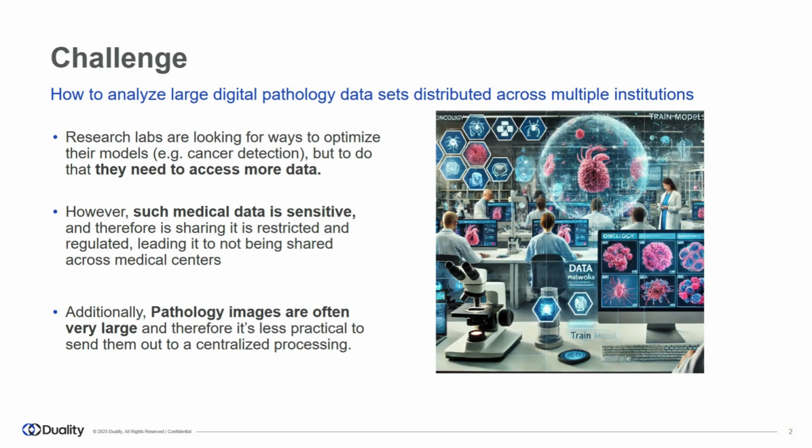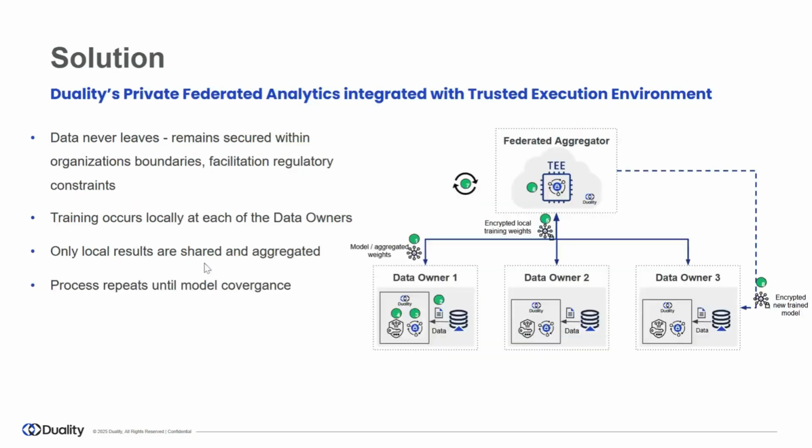Research labs often seek to optimize their models, such as cancer detection models, but require access to vast amounts of data. However, medical data is highly sensitive, and strict regulations prevent it from being shared across institutions. Additionally, pathology images are extremely large, making centralized data processing impractical.